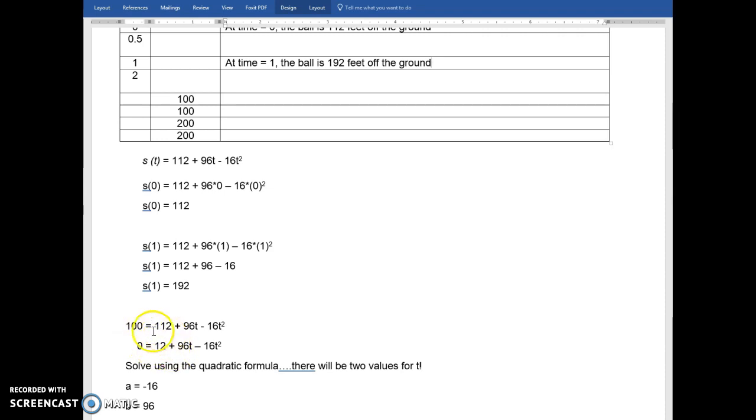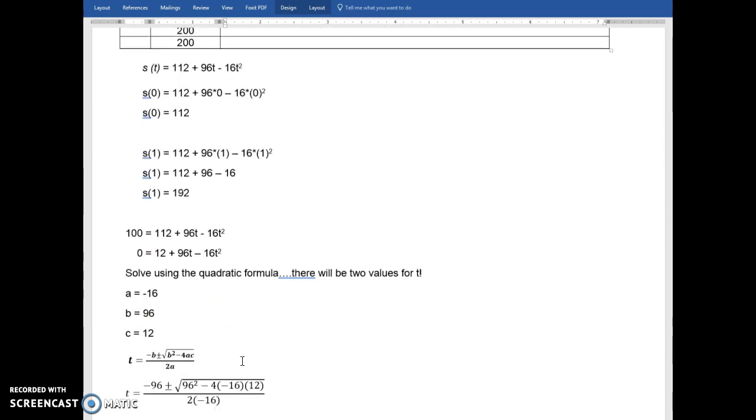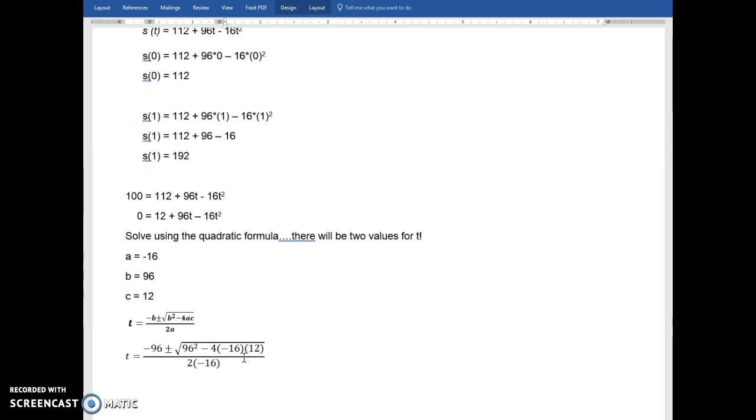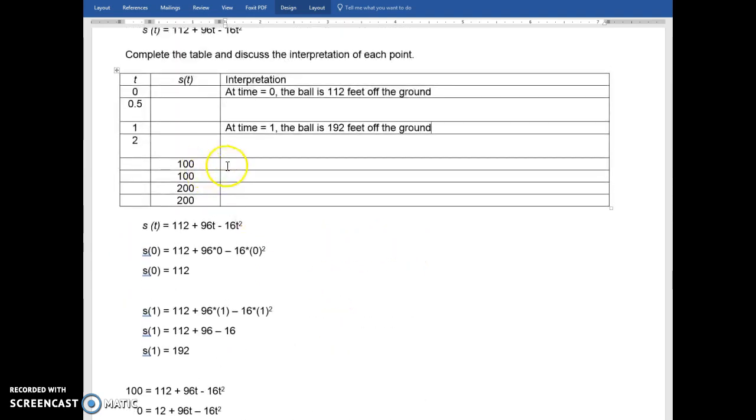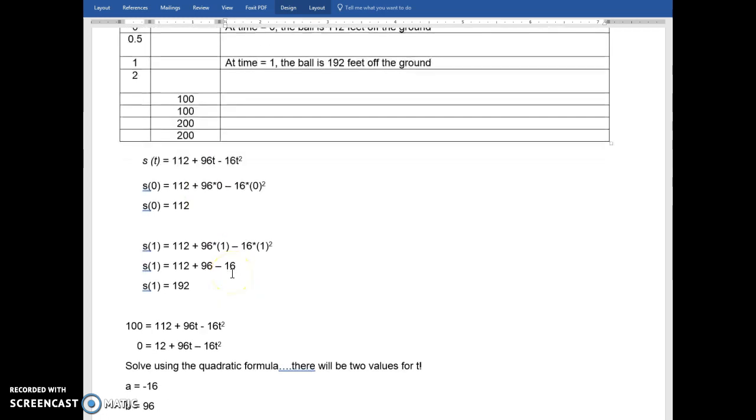On the left-hand side, obviously the 100 goes away. I'm left with 0, and then 112 minus 100 is 12. So essentially, I'm left with this quadratic equation right here, and I want to solve that. I'll take a very straightforward approach, so there's no concerns about factoring here. I'm going to solve using the quadratic formula, and note there will be two values for t. Since there are two values for t, we know that at certain times t, the ball will be 100 feet off the ground, or so we think.